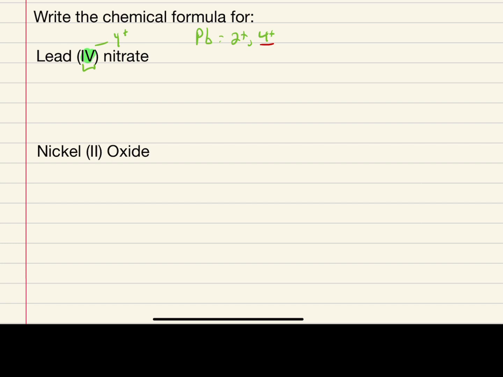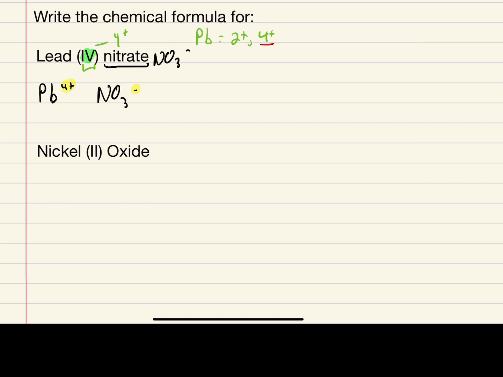So when I look at my periodic table, and I see that this has a charge of 4+, and then nitrate, which is a polyatomic ion, which has the symbol NO3-, has a charge of -1. Then from here, we do the simple swap and drop. And check out the other videos if you're unsure of how to write the chemical formulas using the swap and drop method.